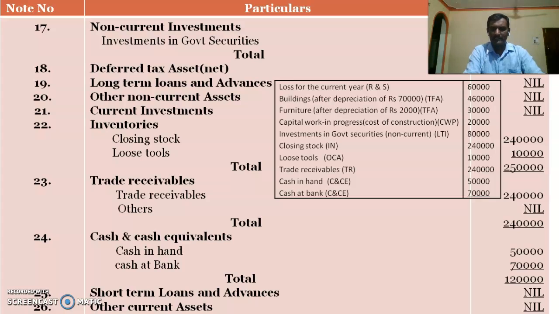There is only one trade receivable item given. Then cash and cash equivalents. There are two items under this head: cash in hand and cash at bank. After that, we have to move towards the next item, short-term loans and advances and other current assets. There is no information available in the problem.